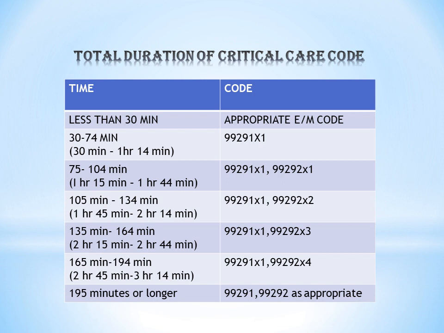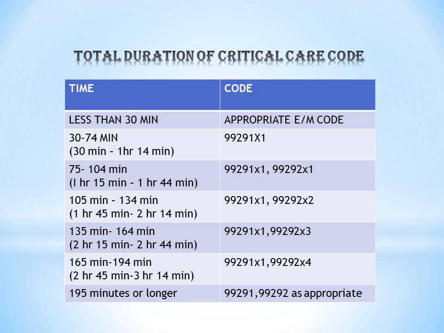Next is the total duration of critical care. That is how we have to select 99291 and 99292 based on time. So here I have given a table. The same table you have in the CPT book above the code 99291.